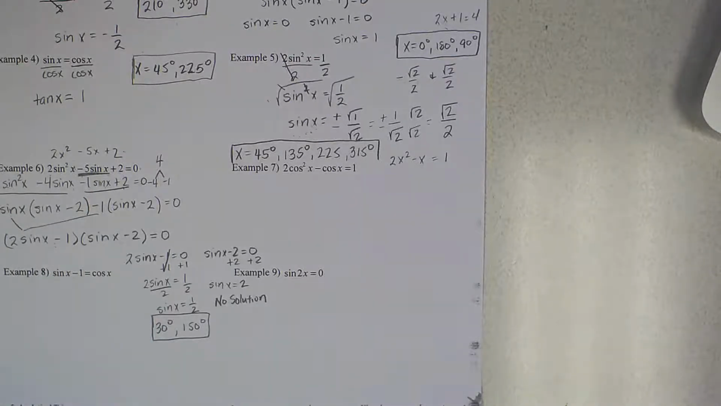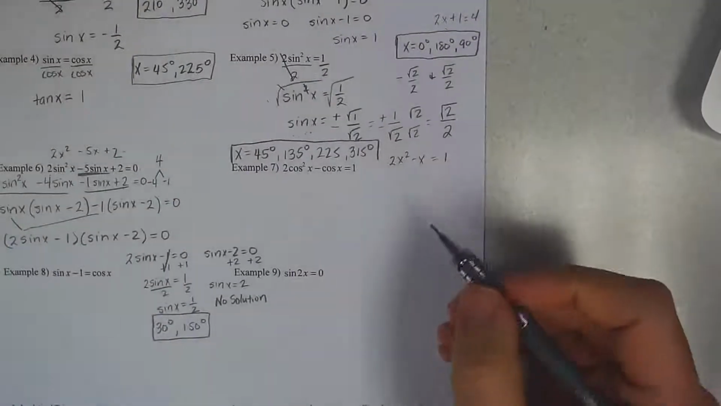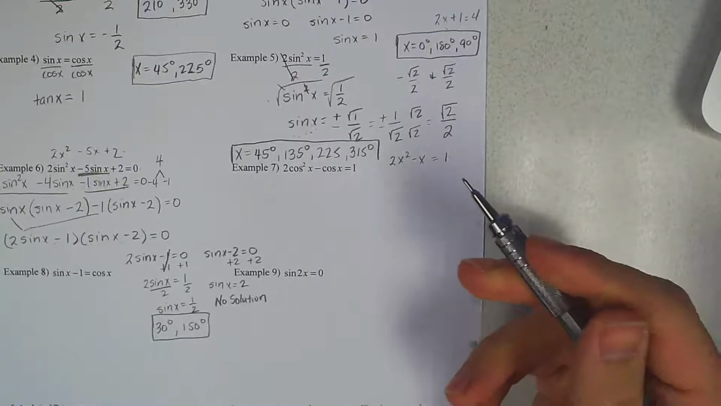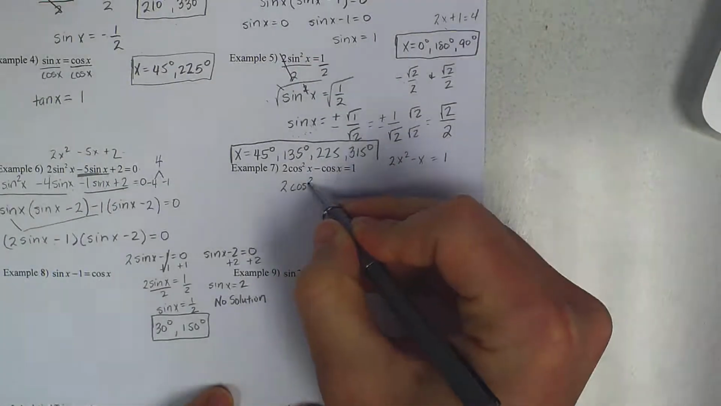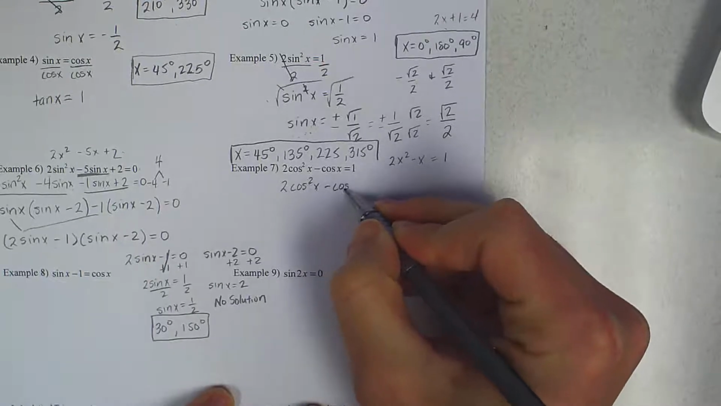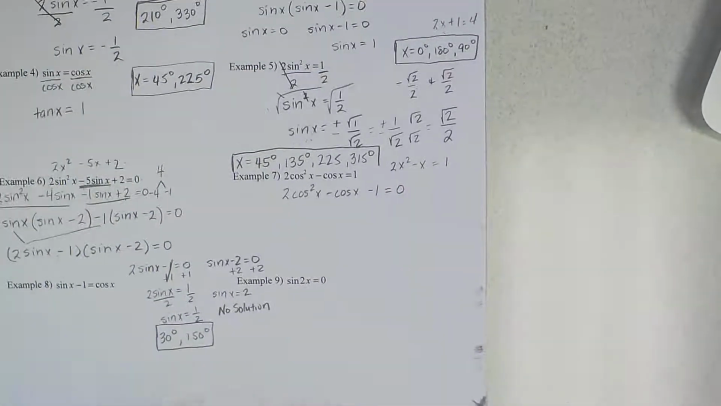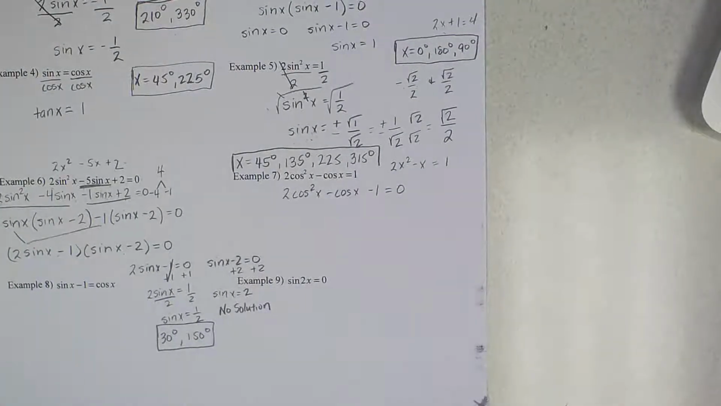Hey, buddy. So if you have something like this right here, you would subtract the 1, and this is a quadratic equation. You'd factor it from there. So we have 2 cosine squared x minus cosine x minus 1 is equal to 0. So we subtract that over because now this sets up a quadratic equation.